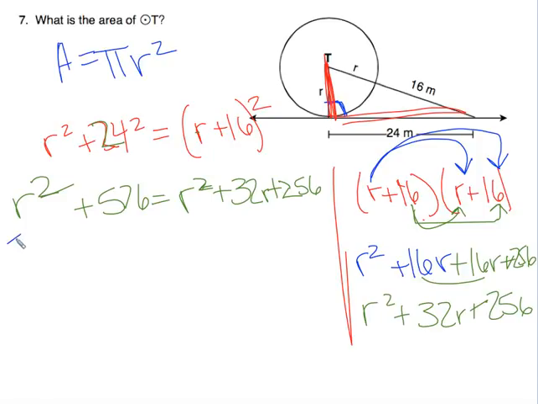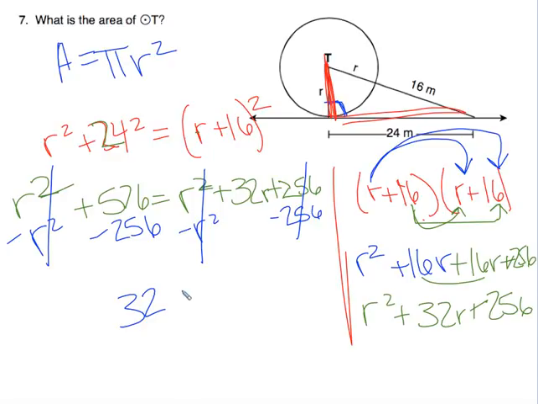Okay, so I'm going to subtract the r squareds. They'll cancel very nicely. Then I'm going to subtract 256 from both sides. So the 6's make nothing. That makes 2 and that makes 3. So we get 32 equals 32r. And if that's the case, then you divide by 32 and r equals 1.